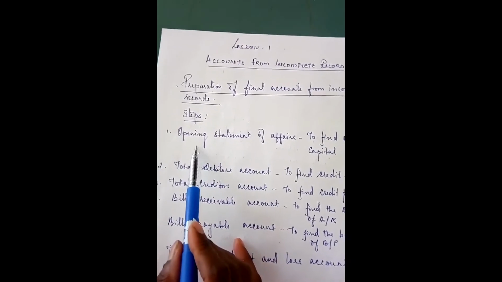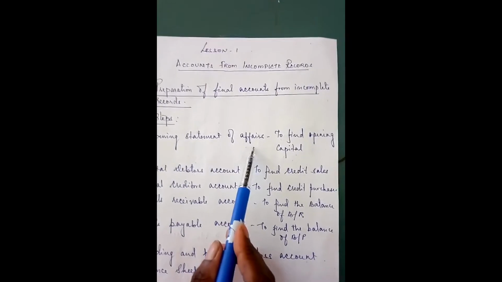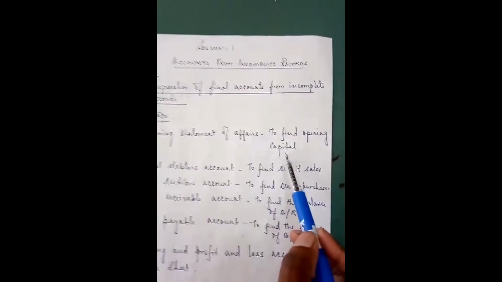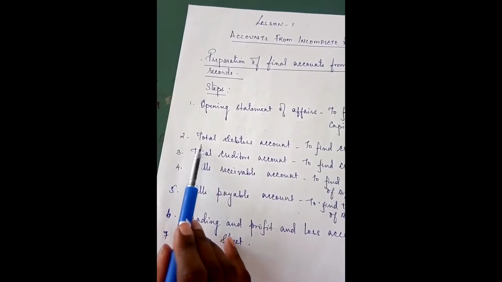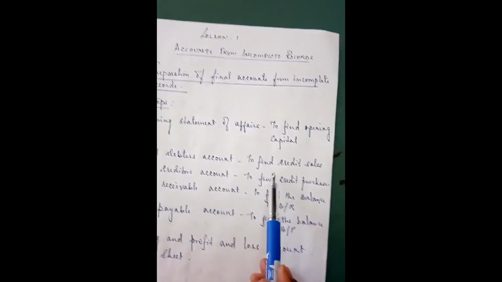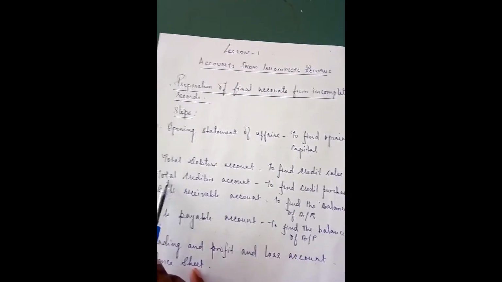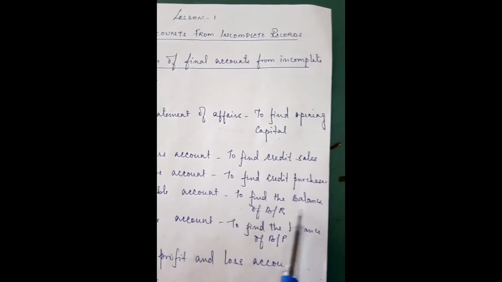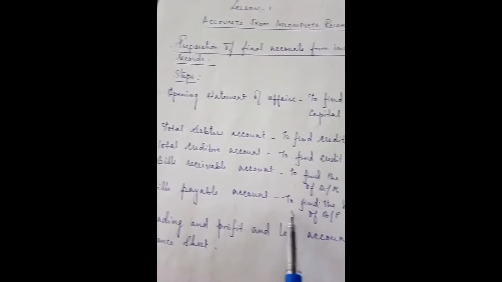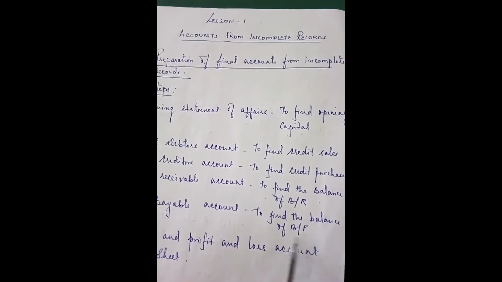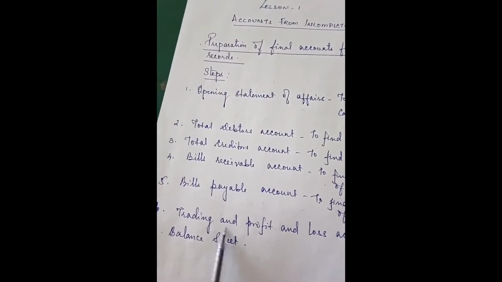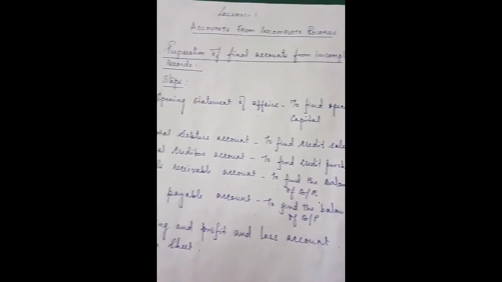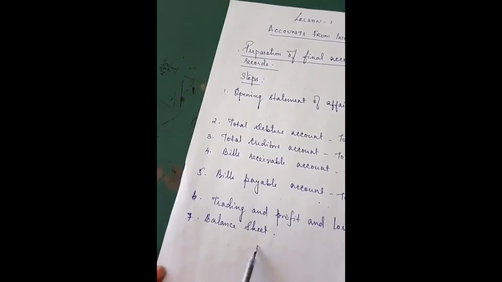First, the opening statement of affairs we have to prepare to find the opening capital. Then, total debtors account to find credit sales. Total creditors account to find credit purchases, bills receivable account to find the balance of bills receivable, bills payable account to find the balance of bills payable, trading and profit and loss account, and finally the balance sheet.